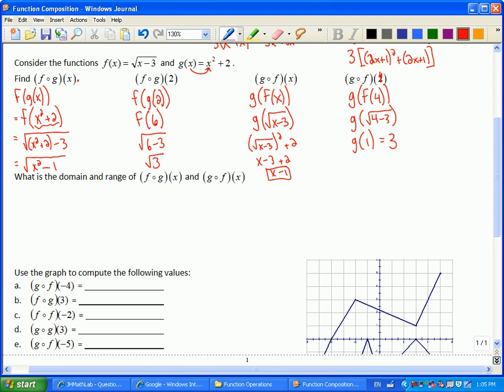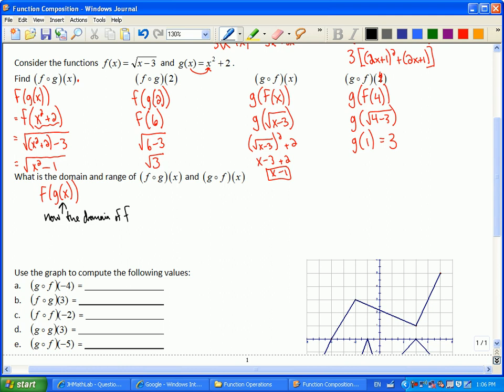Now, when we do composition, the range of one graph becomes the domain of the other, right? Because whatever comes out of, when I make the composition f of g of x, this is now the domain of f, right? So if we want to know what's the domain of the new graph, we need to take a look at the range from the old one.